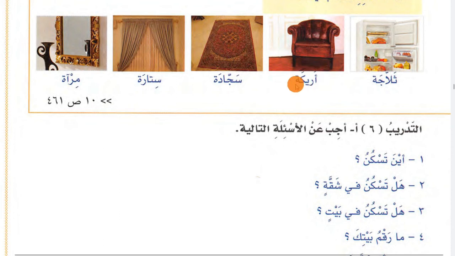Then the first person will say, "I want to see the sofa." "Uridu mushahadatal arika." Then the second person will say, "Tafaddal hazihi hiyal arika." Then you will say, "Hazihi arikatun jamila." In this way you will practice this one.